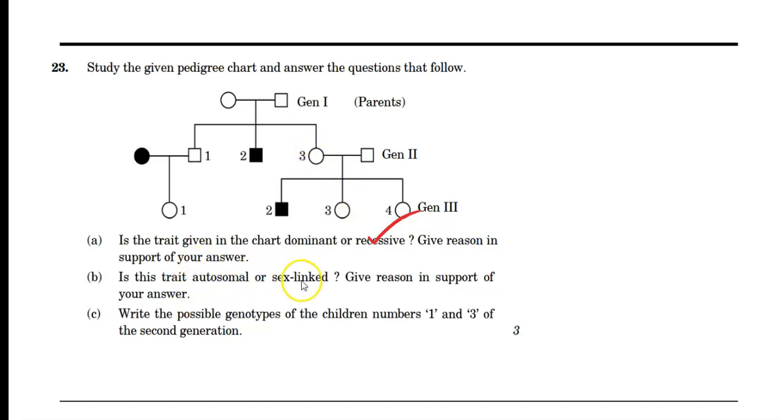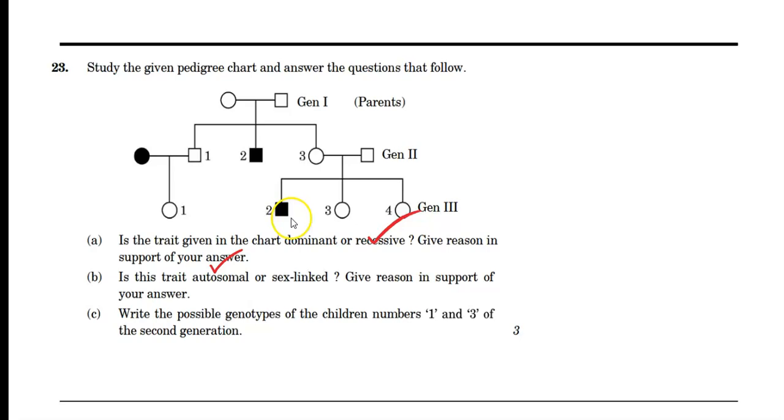Is this trait autosomal or sex linked? Give reason in support. To find out whether it is autosomal or sex linked, you have to observe whether males and females in one generation are getting affected equally, or males are more affected, in which case it will go for sex linked. Here it will be autosomal because both are getting affected. One particular sex is not getting more affected.